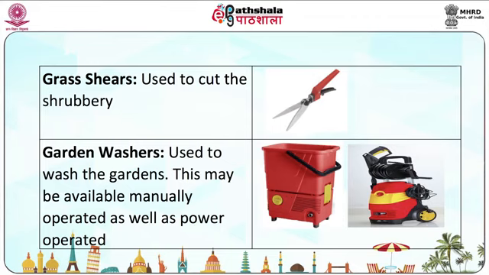Then comes garden washers. You can see the picture of a garden washer. This will make it clear what a garden washer is. Basically, a garden washer is used to wash the garden. These garden washers may be manually operated as well as power operated.